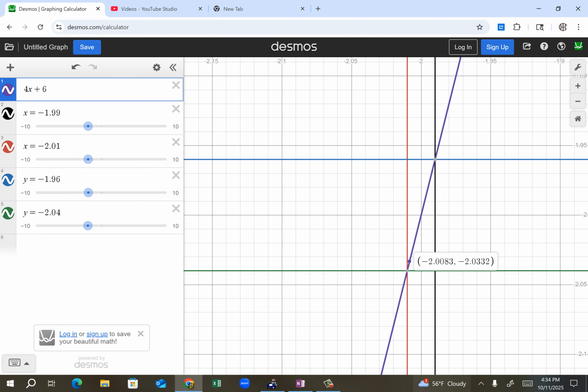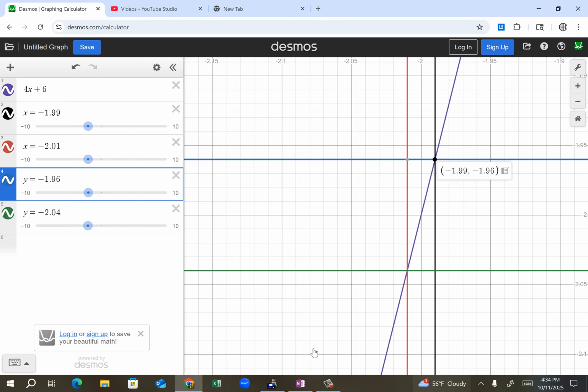And so what am I doing? I am saying that as long as I am between, I went over 0.01 one direction and 0.01 the other direction, yes? As long as I stay between those two boxes, my y's will always be at least within 0.04 of the actual limit. That's what we're saying.